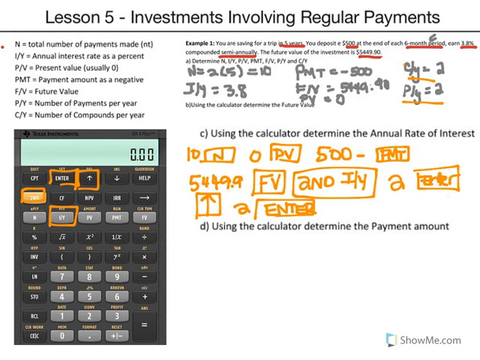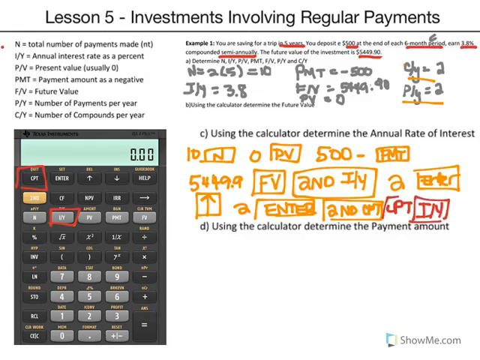Now we want to quit, so you go second function compute. Now we've done everything we need except for the interest rate, so we're going to compute interest rate. And you should get 3.8. Or rounded up, it'll be 3.8.